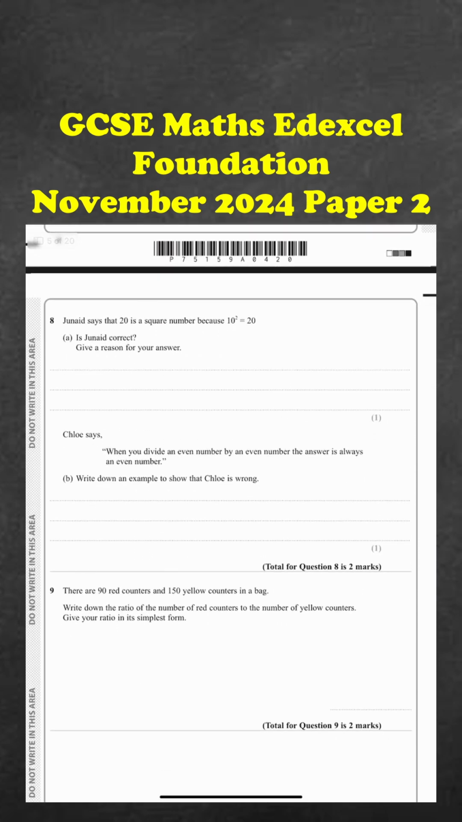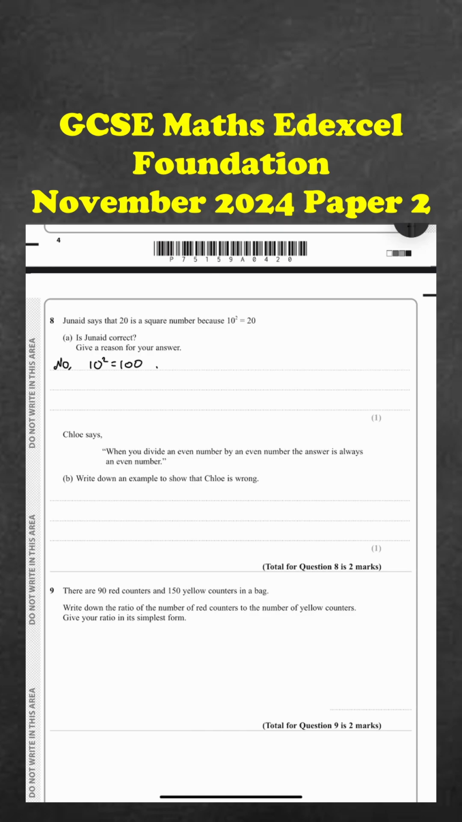Question number 8. Junaid says that 20 is a square number because 10 squared equals 20. Is Junaid correct? Give a reason for your answer. No. 10 squared equals 100. I think that's fair enough for a 1-mark question. You could also say 20 is not a square number because the square numbers are, and then you can list them off. So 4 squared, 16, 5 squared, 25.